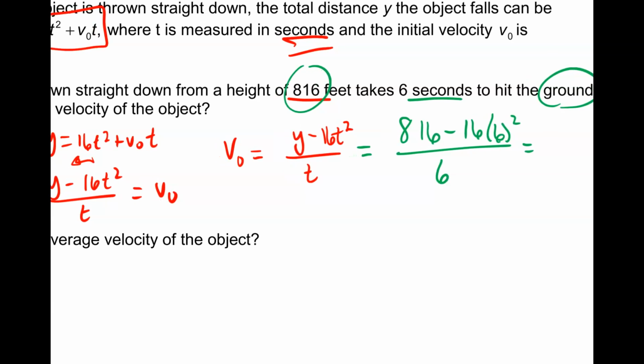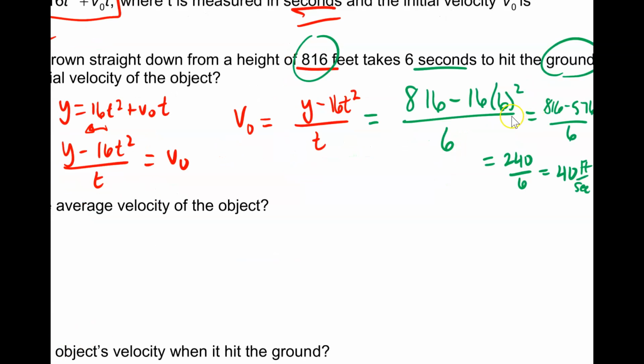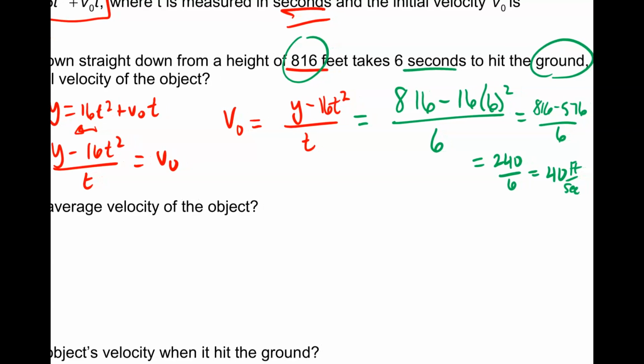And let's see what we get. Alright, so 16 times, well, 6 squared is 36, is going to be 576. And then add those two together, you get 240. Divide by 6, you get 40 feet per second. Okay, so we start with 40 feet per second.